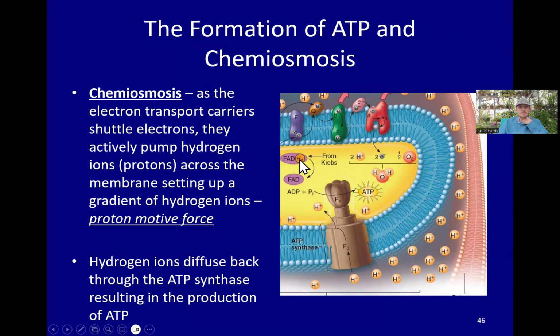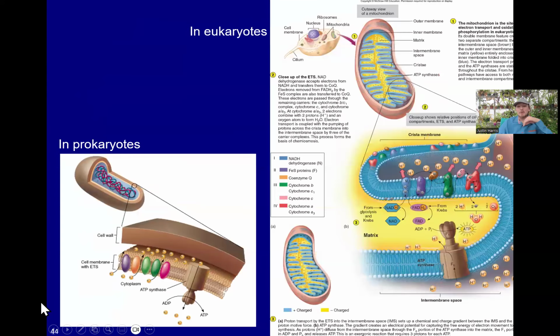So these protons are being pumped into this space. And what's happening is, just like hydrogens are made of one proton and one electron, if we're moving protons over here, where are those electrons going? Those electrons are moving through a system of protein complexes that are embedded in the membrane. And this happens in both prokaryotes and eukaryotes.